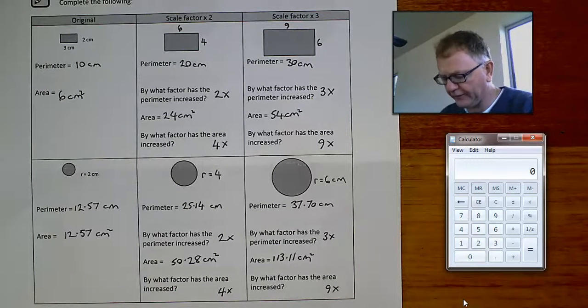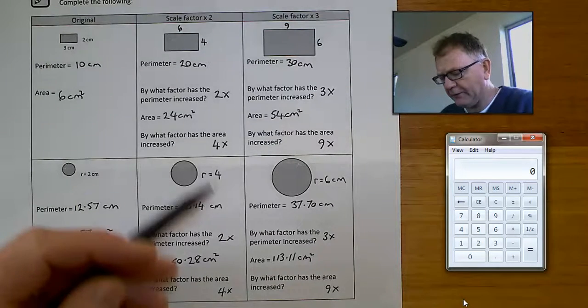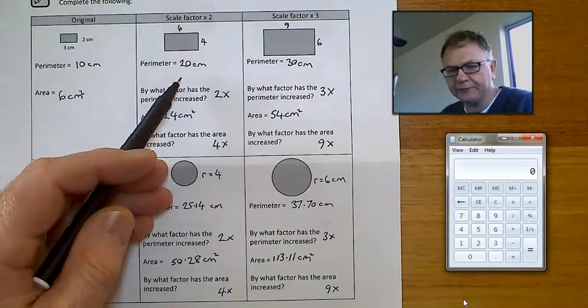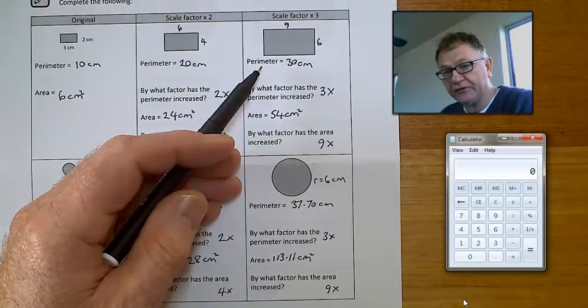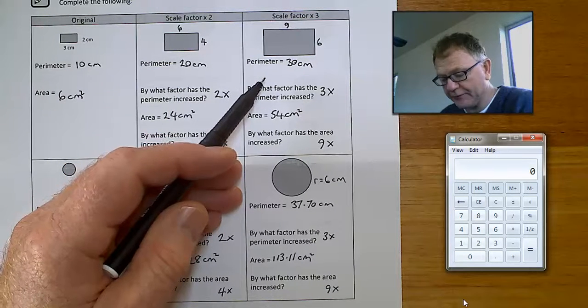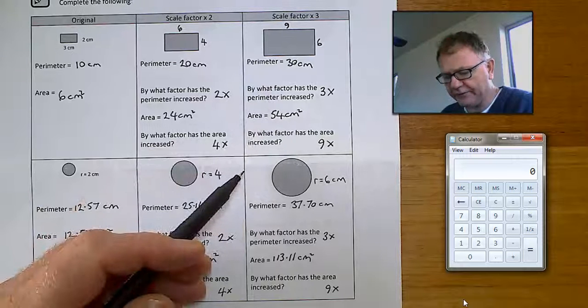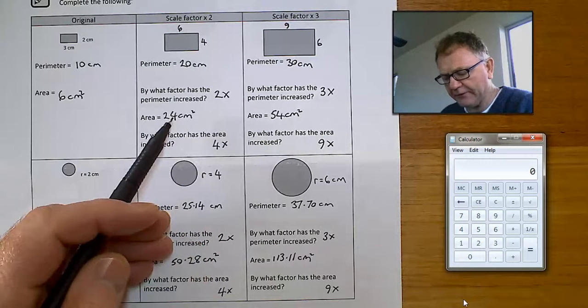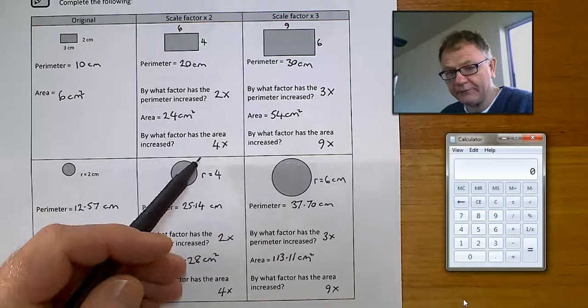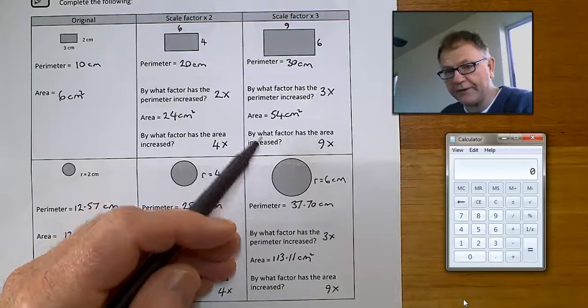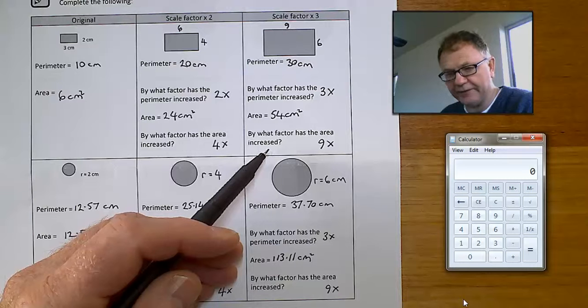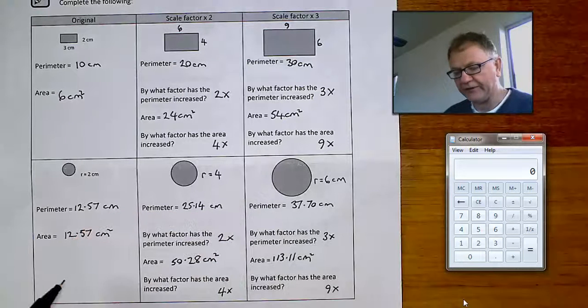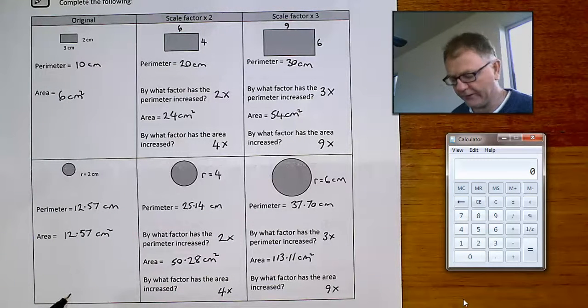Well, I've done some calculations. I wonder how yours matched up with mine. This is what I found. I found that when I doubled the dimensions, the perimeter doubled. When I tripled dimensions, the perimeter tripled. But the areas were quite different. Doubling the dimensions brought about a 4 times increase in the area, and tripling them brought about a 9 times increase in area. I found exactly the same results worked for the circle.